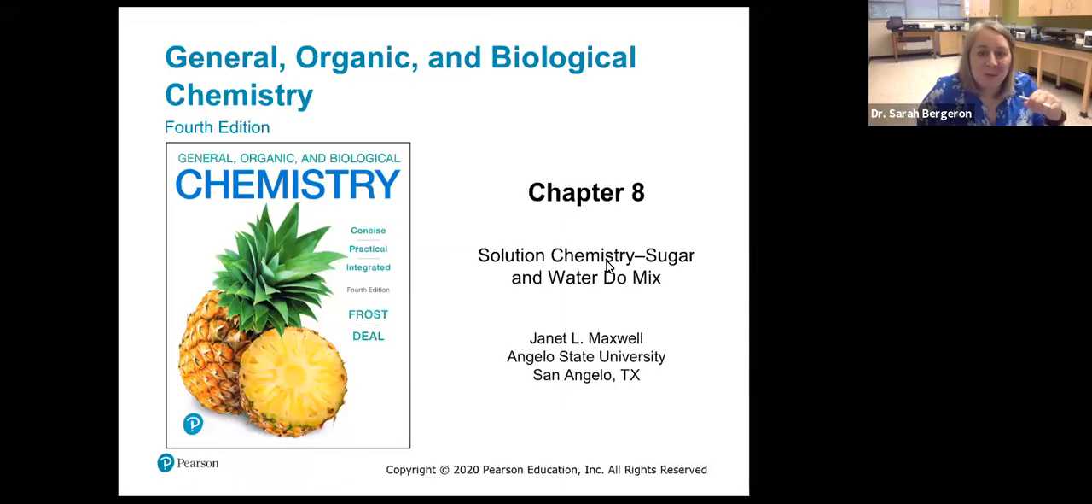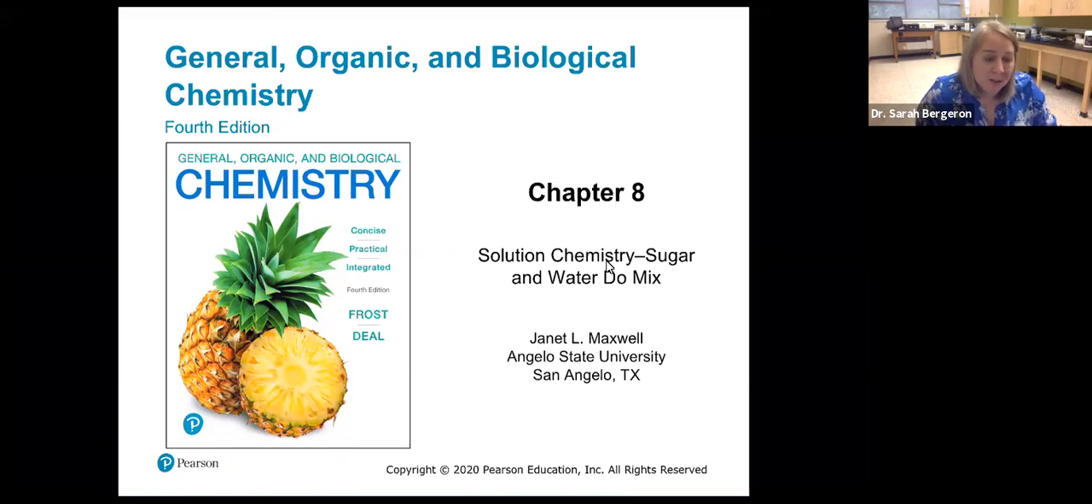All right, so we are on chapter 8 and we're going to start in section 1 today. So chapter 8 is all about solutions, all about mixing different things. And we talked about in the last chapter all the intermolecular forces that determine whether something will dissolve inside of water and all that kind of stuff.